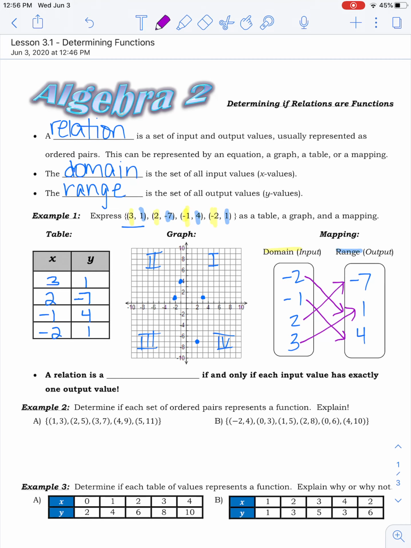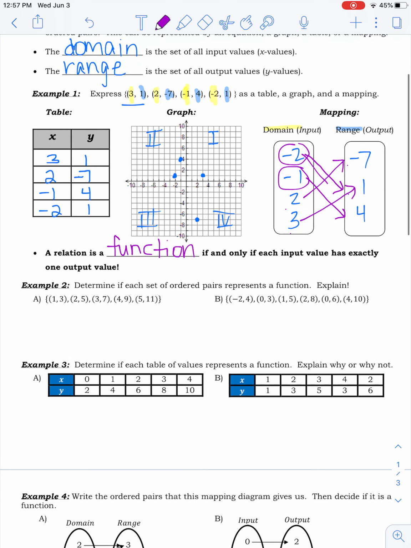All right, now that we know what a relation is, a relation is considered a function if and only if each input value has exactly one output value. So if we look up above, the input of negative 2 only had one output. The input of negative 1 only had one output. 2 only had one output. 3 only had one output. This is an example of a function.